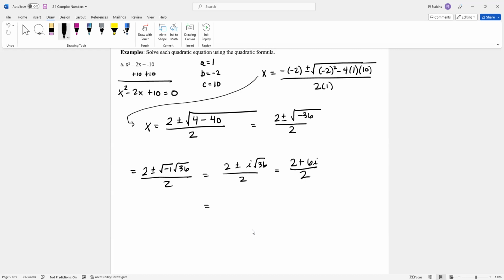And then we can break this into two parts. So this is 2 over 2 plus or minus 6i over 2. That's 1 plus or minus 3i. And so our two solutions are 1 plus 3i and 1 minus 3i. So this quadratic equation ends up with two complex roots.